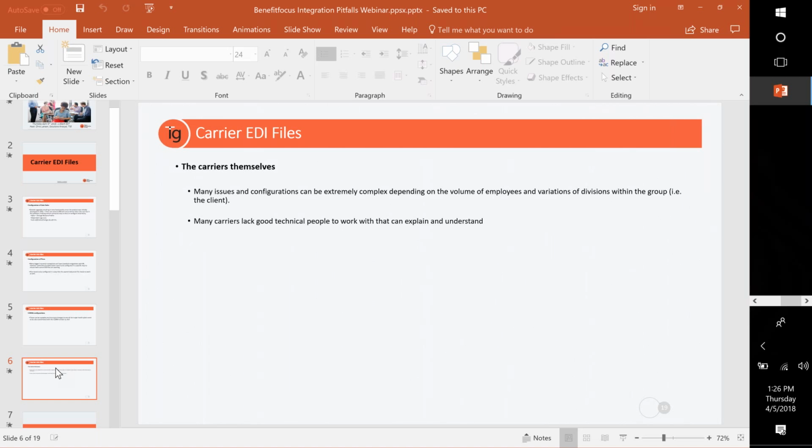So one of the big pitfalls you really need to look out for, and what you really should do with your account manager for every carrier that you send files to, is to really put it in their ear that you find out how technical they are and find out, do you have a good standby technical person that can jump in when we have 800 errors on a medical file and employees that are worrying about coverage?